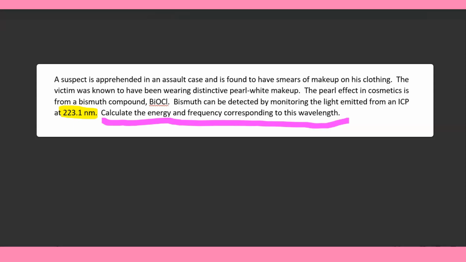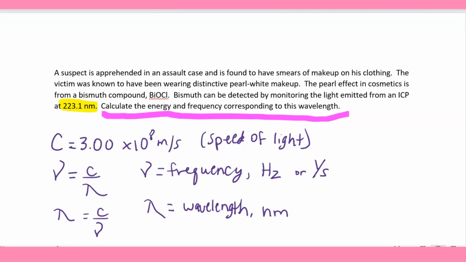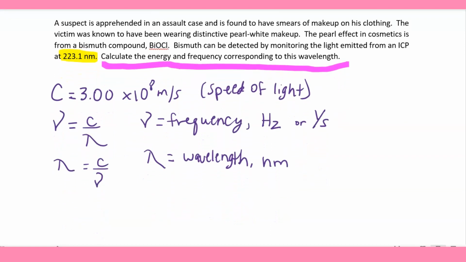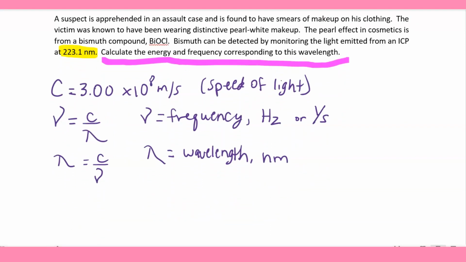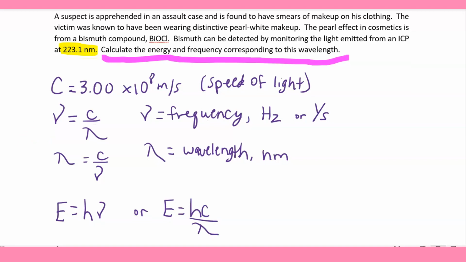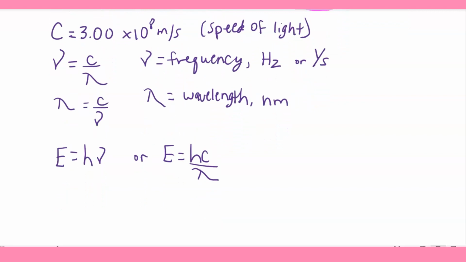Let's get into it. On the screen, you'll notice that I've already provided you all with some pre-written numbers. You've got the speed of light, the frequency formula, the wavelength formula, the units associated with each of those, and the energy formula. If you need to, pause this screen now, and then you can go back and make sure that you have the correct formula for each of these problems. Let's calculate the energy first for this problem.